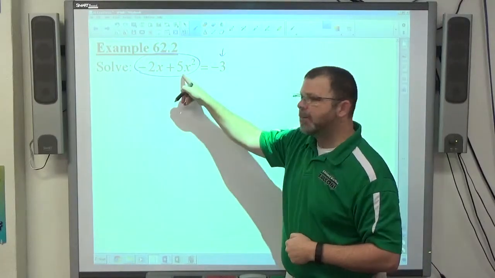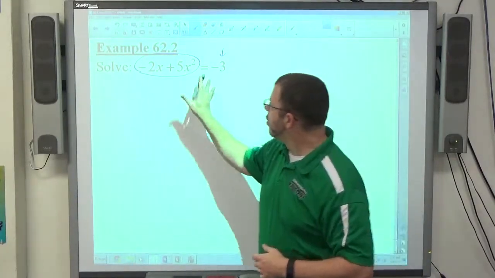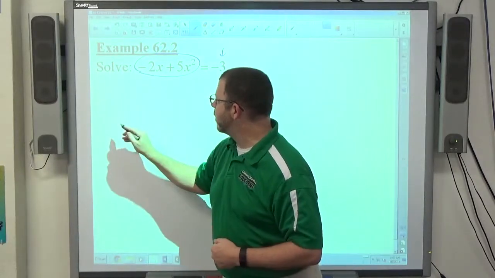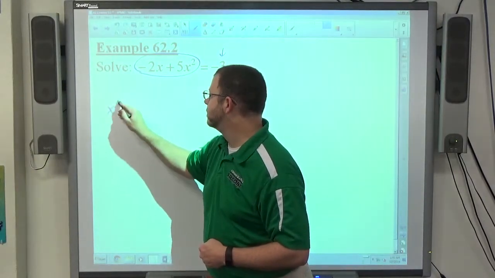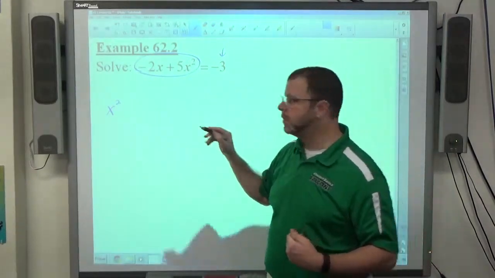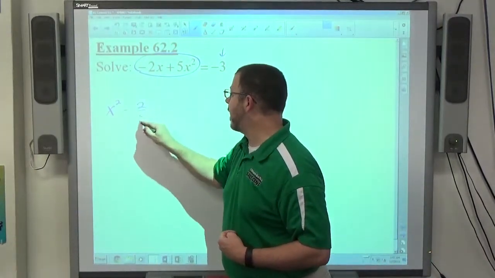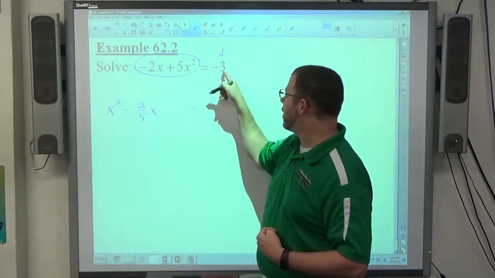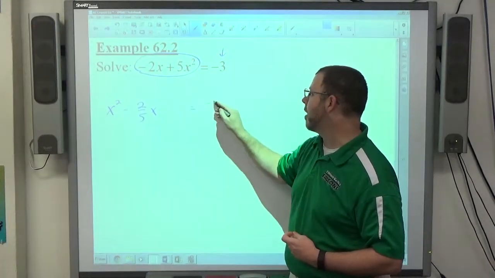So I'm dividing by 5, right? So my x squared object, if I divide by 5, is going to be what? X squared. My negative 2x object, if I divide by 5, is going to be? Negative 2/5 x. Gap equals, and my constant if I divide by 5 is going to be minus 3/5.